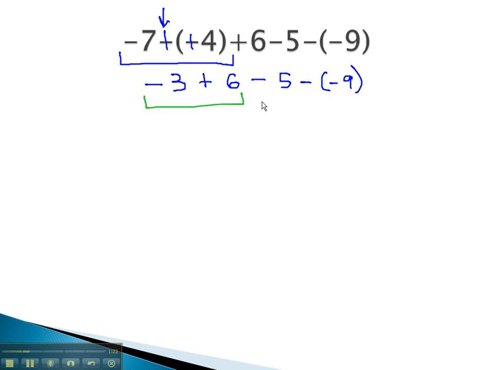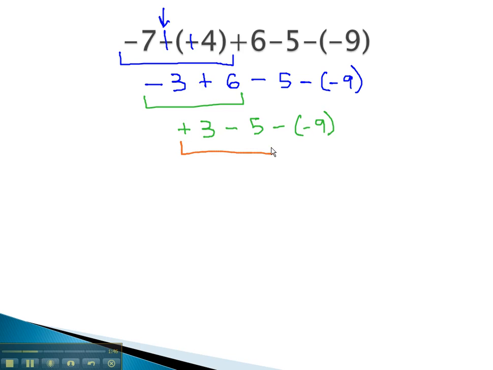Now we have -3 + 6. It's already addition, so we can simply add them using our pattern for different signs. The +6 is bigger, so our answer is positive, and we subtract 6 - 3 to get 3. The rest of the problem is still -5 - -9.